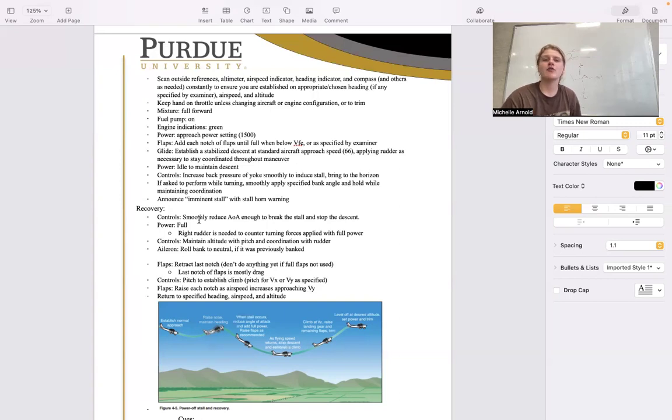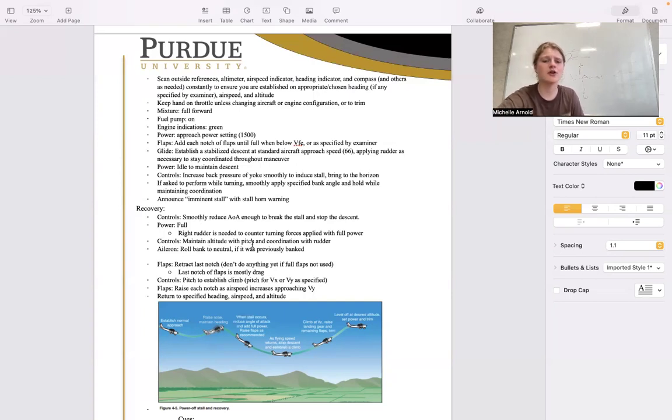Keep in mind when you're applying full power, you might need some right rudder correction due to that left turning tendency. So yes, you might need some right rudder for that because the engine is spinning to the right. So the plane is going to want to go to the left because of Newton's third law. Every action has an equal and opposite reaction. So since you're applying full power, you're increasing that force. So you're going to need to apply right rudder.